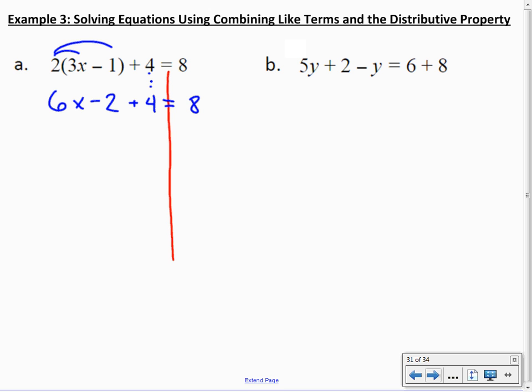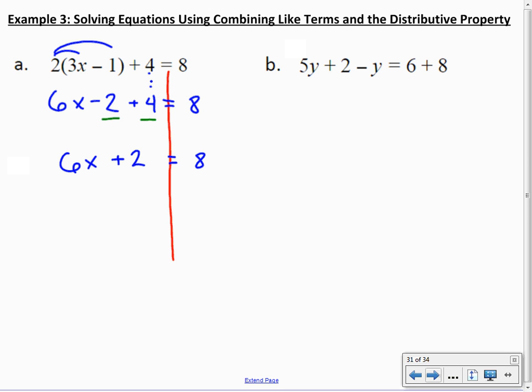Now what I notice is that we have some like terms, some terms that can be combined on the left side of our equation. So let's go ahead and do that. We now have 6x plus 2. So you can see every single time we've done a step, it gets a little bit nicer, a little bit cleaner, easier to work with.